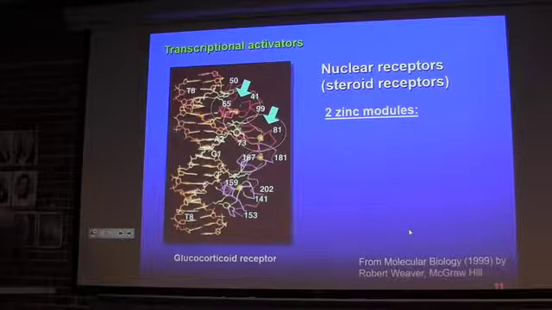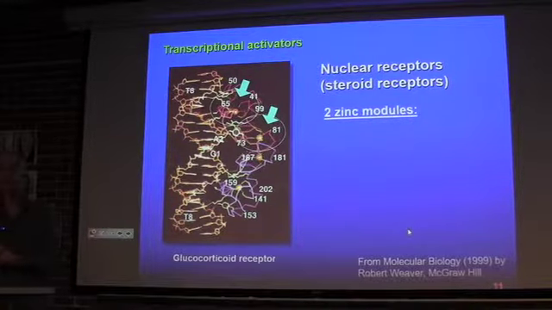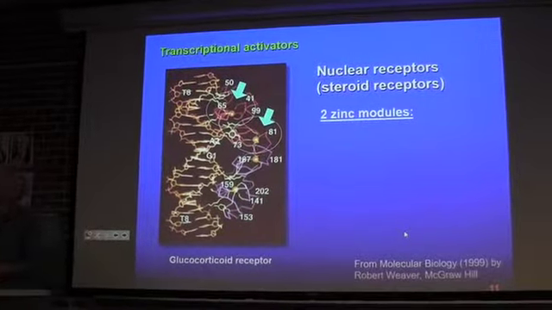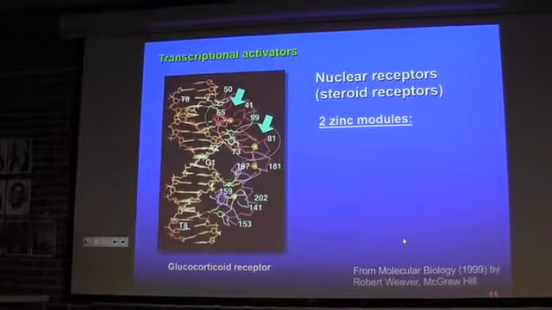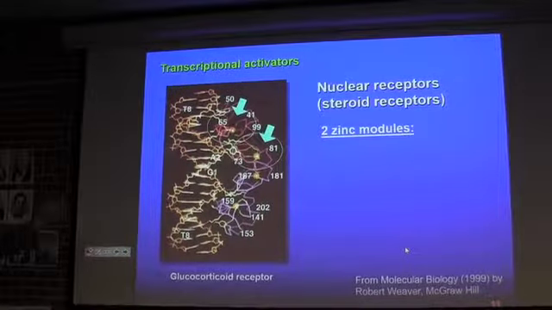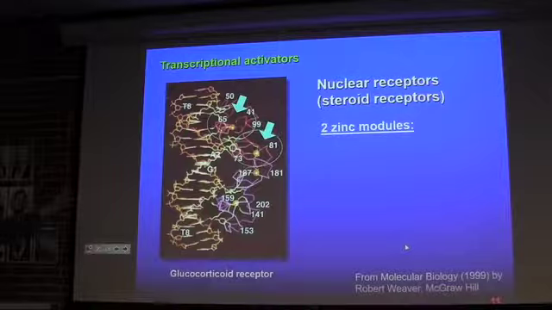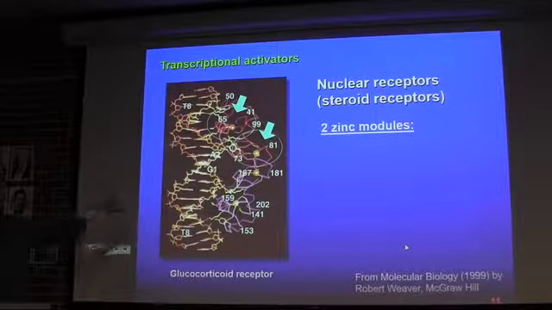Okay, so the last category, and then we'll call it quits for the day, of zinc-containing DNA binding domains. This is the one that just is very upsetting. This is what controls being upset, being in a bad mood, being aggressive. This is the steroid receptor. It controls our lives, our destiny.